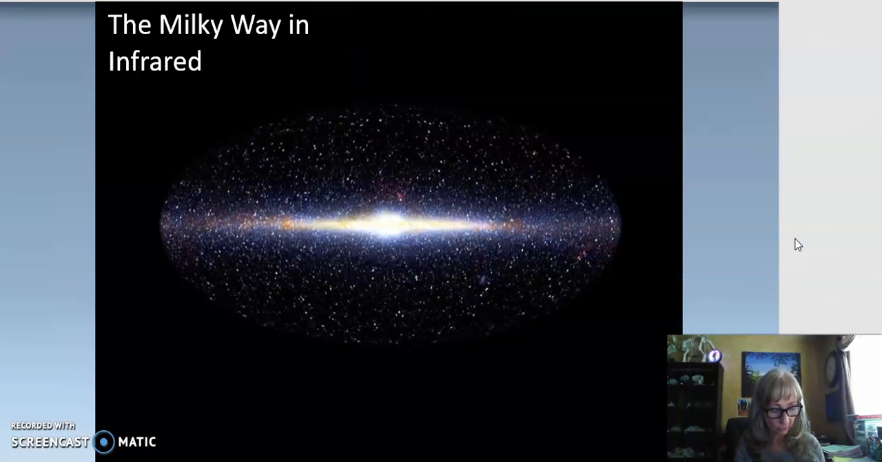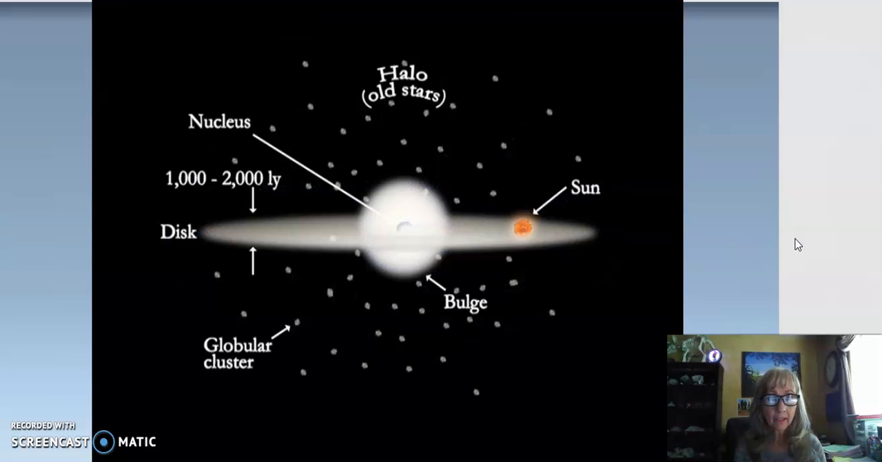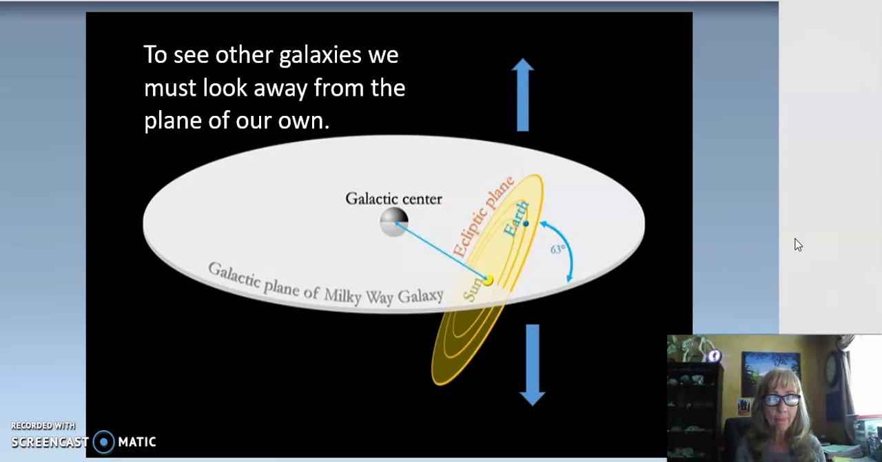So there's a picture of the Milky Way in infrared. And this should look pretty familiar to you, kind of an edge-on view where the sun is and a bulge. It's pretty much exaggerated because the bulge isn't a perfect circle like that. But out in the outer areas are those globular clusters that you made in marshmallows.